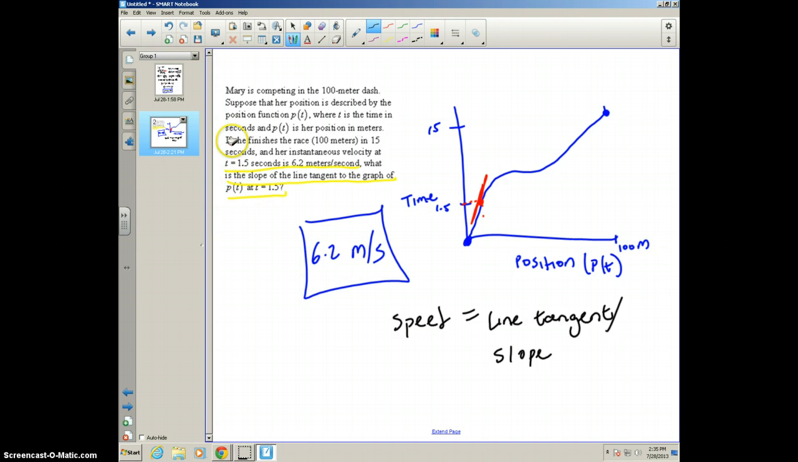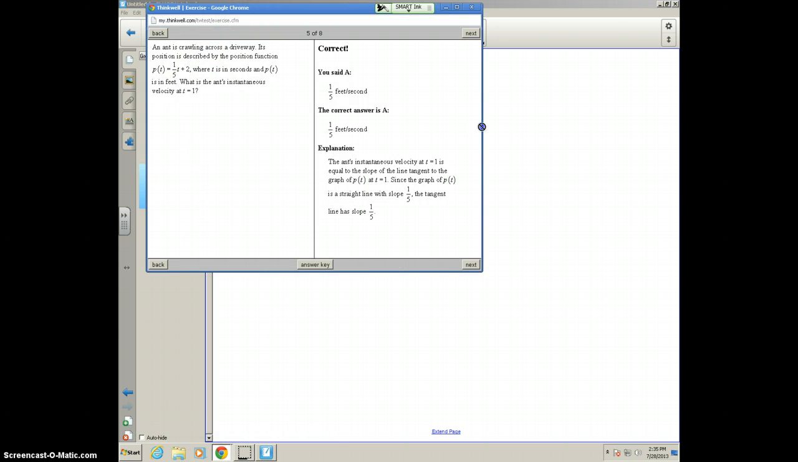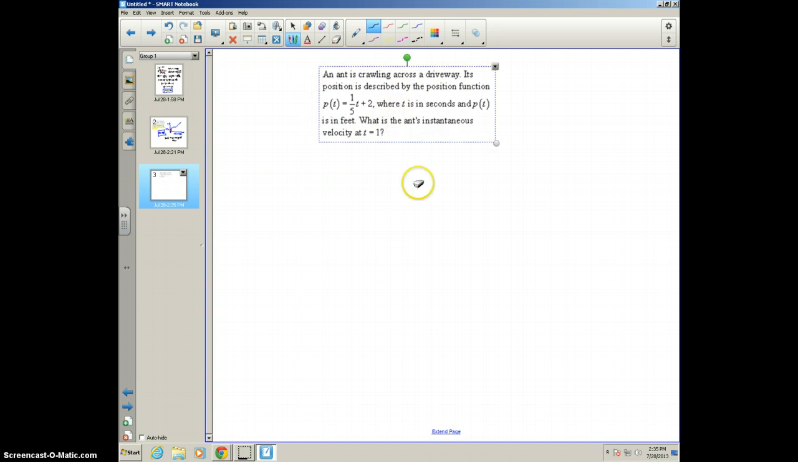Alright, so moving on to another problem. You can go back here. An ant is crawling across the driveway. Its position is described by the position function p(t) equals 1/5 t plus 2, where t is in seconds and p(t) is in feet. What is the ant's instantaneous velocity at t equals 1?